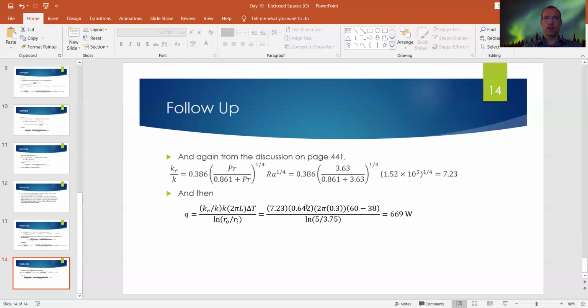k value, 0.642. 2 pi times a length of 0.3. Temperature difference, 60 minus 38. The natural log of outer radius of 5 centimeters over inner radius of 3.75 centimeters gives me a total heat transfer of 669 watts.